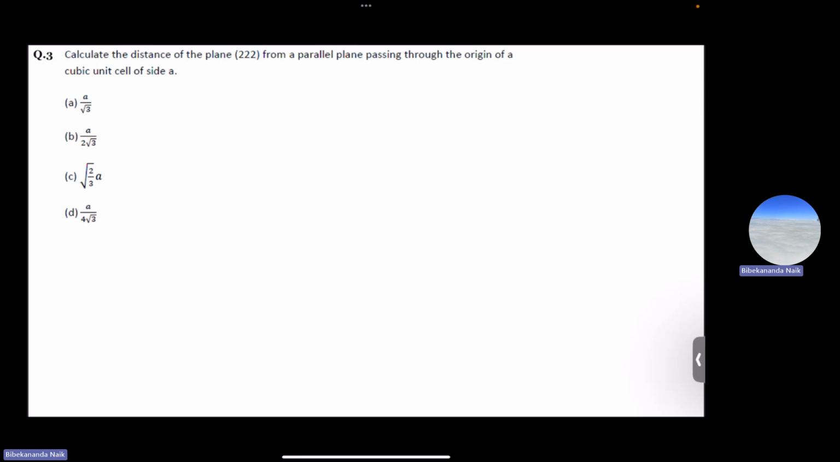The question said, calculate the distance of the plane 2, 2, 2 from a parallel plane which is passing through the origin of a cubic unit cell of side A. So there is a plane whose Miller indices are given 2, 2, 2, and we need to find out the distance of that plane from another plane which is passing through the origin of the cube which has side A. So I will give you a few minutes to try this question, and then I will discuss the procedure to determine the distance between these two planes.